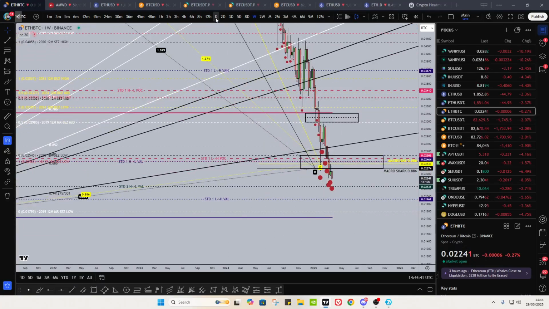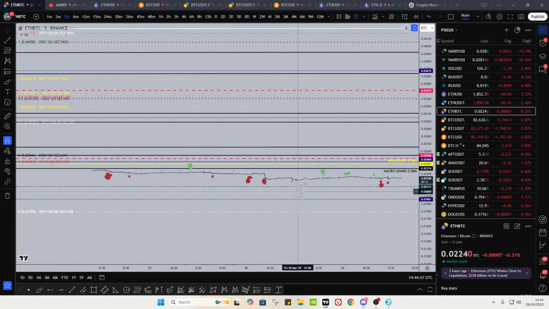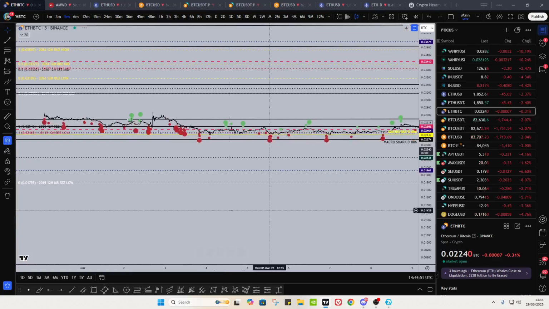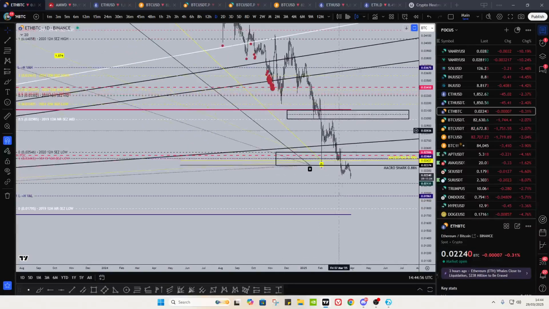Which is why I entered here, especially I entered at the liquidation wick. As soon as I see this level being tapped, and I'm on the lower time frame, I see strength coming in. 15 minutes, 5 minutes, you see strength coming in, you get in. But again, you're not getting in thinking I've caught the bottom.